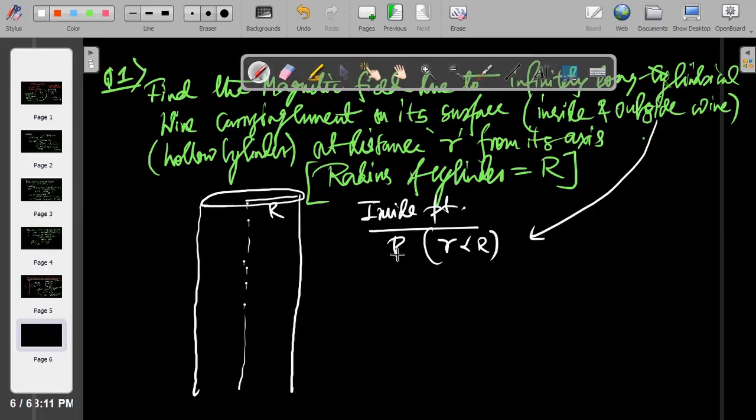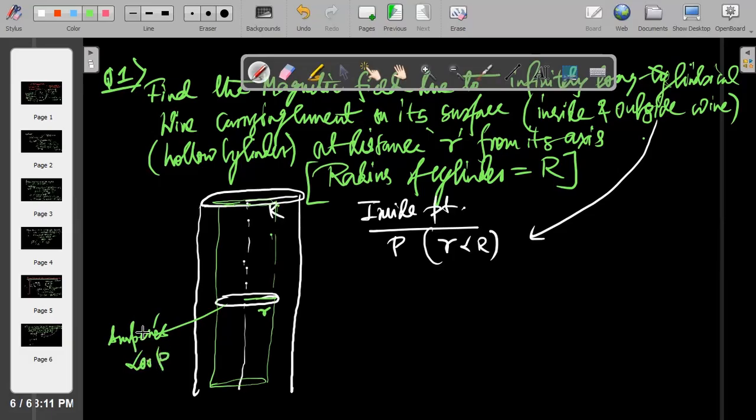So if r is less than R, the radius will be less, like that, right? So that radius is small r. Another cylinder you can consider like that, inside the first one. Now, what I told, this is your Ampere's loop, like the Gaussian surface, right? For r less than R, this is your Ampere's loop.